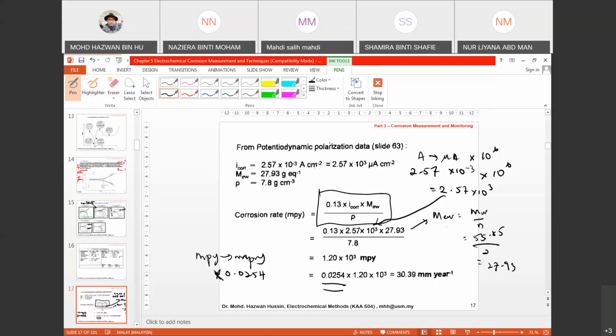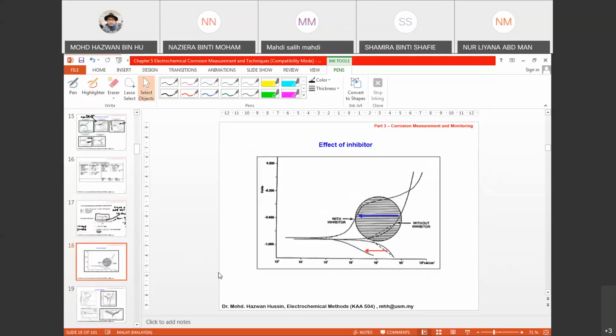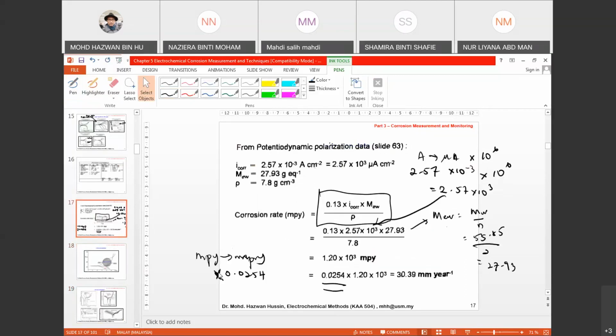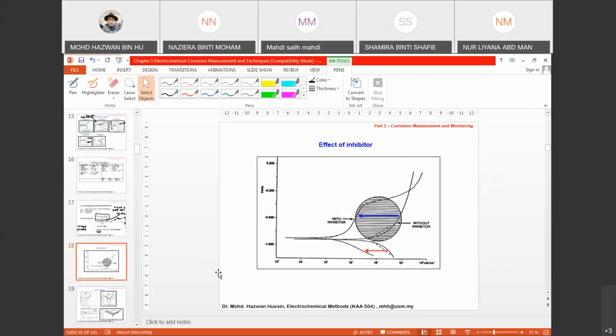Any questions so far regarding potentiodynamic polarization? For this calculation, is it clear to you? It's clear so far, Doctor.